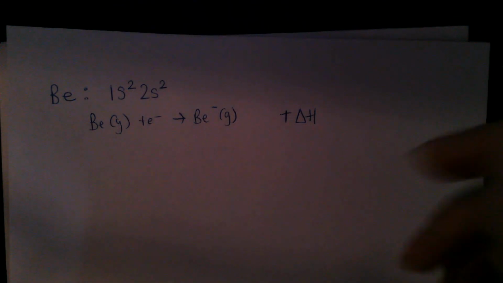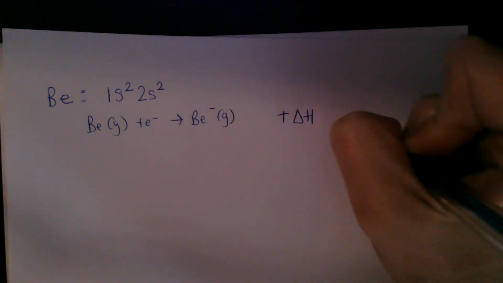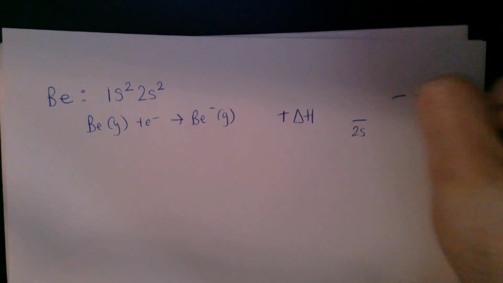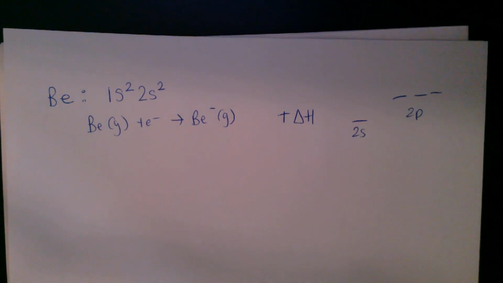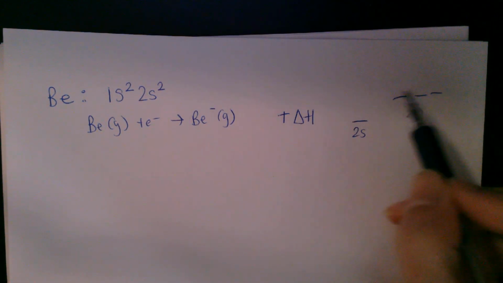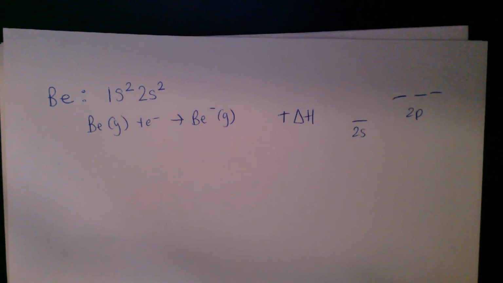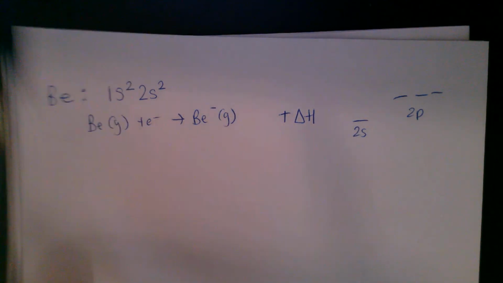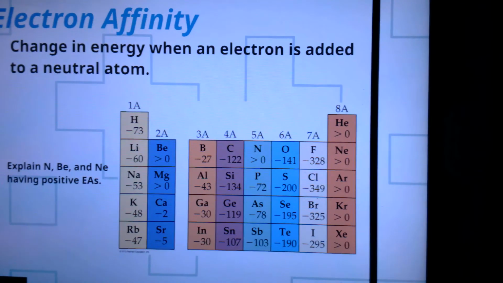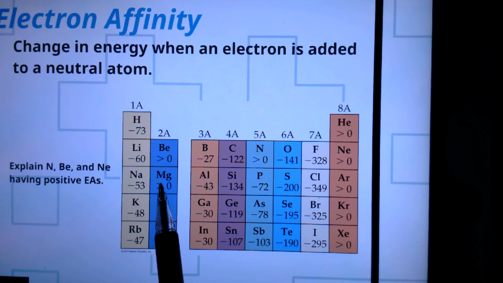The energy gap between, say, the 2s and all the way up here at the 2p is quite large. So it takes a lot of energy to put an electron up here. The same thing with the 3s and 3p, which is why magnesium is greater than 0.